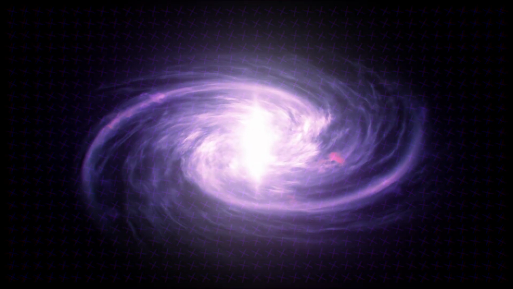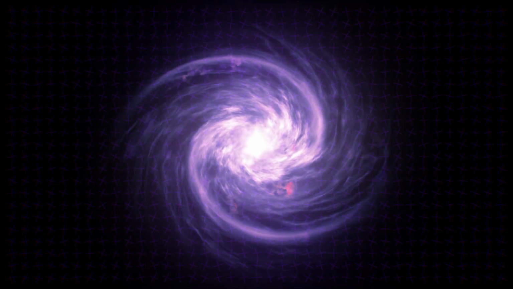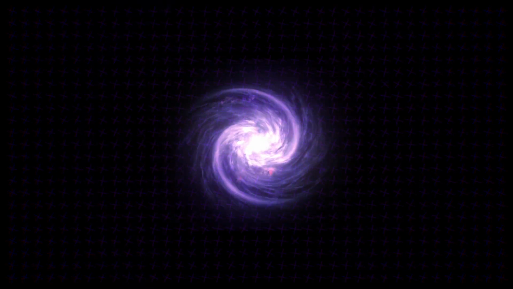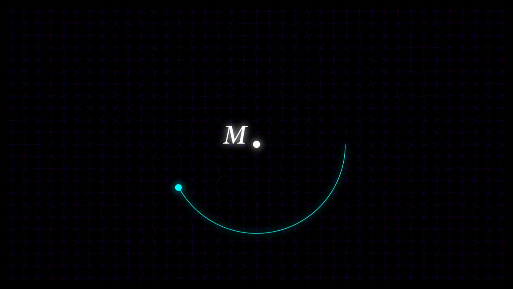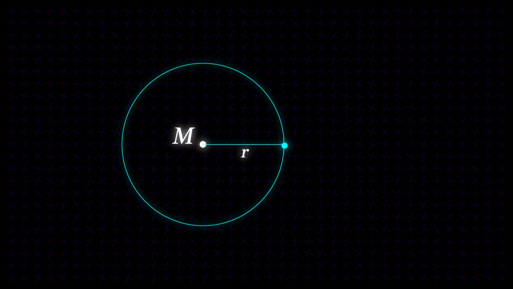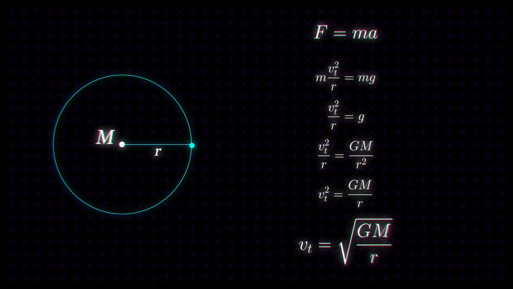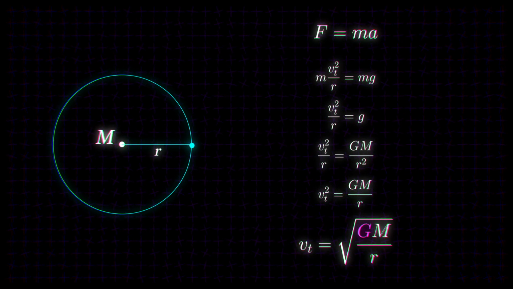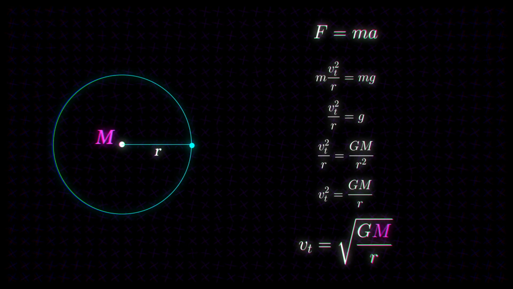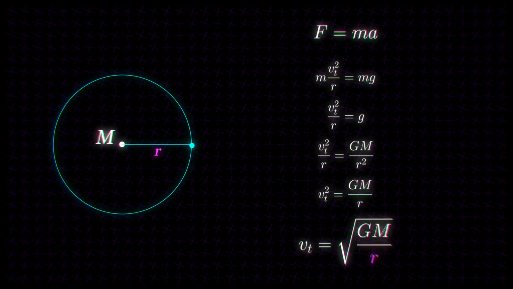Take, for instance, a galaxy with the majority of its matter clustered towards the center, which can be represented as a point with mass m. Now imagine a star located towards the edge of this galaxy revolving around the galactic center at a fixed radius r. Using Newton's second law, we can derive an expression for the velocity of the star, where G is the universal gravitational constant, m is the galactic mass, and r is the radius of revolution.